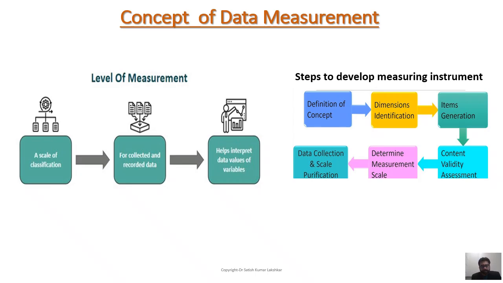Now there are some steps to develop a data measurement or measuring instrument. Number one, we must be able to define a concept. So definition of concept is followed by dimensions identification. Once we are clear with the concept, we need to identify the dimensions, and then we need to generate the items, how we are going to measure.